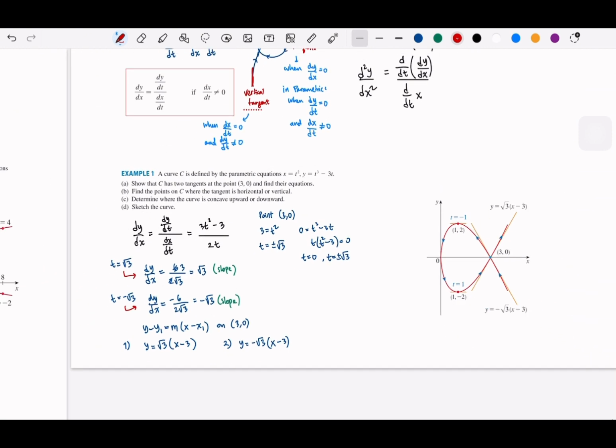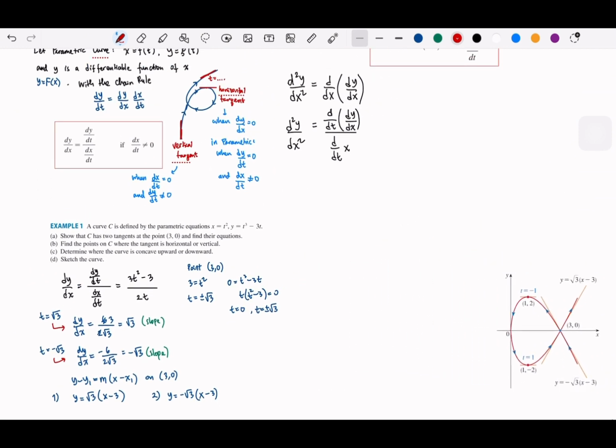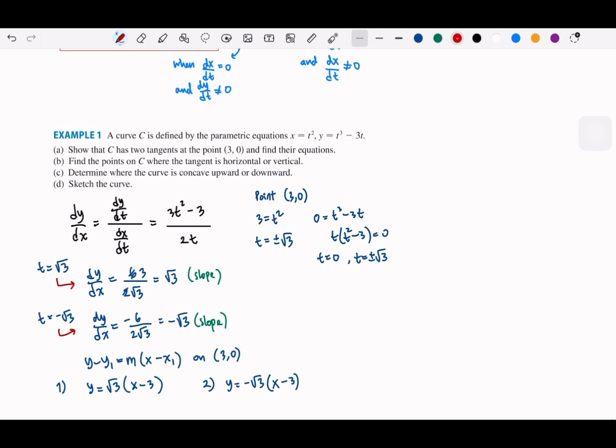So let me just put this a little bit over there. And just a reminder, to find the concavity, what you need to do is to find the second derivative. Let me write here, this is the second derivative, or you could say y double prime, where we have these two statements. When you have a positive second derivative, this will be concave upward, and when negative, concave downward, okay?